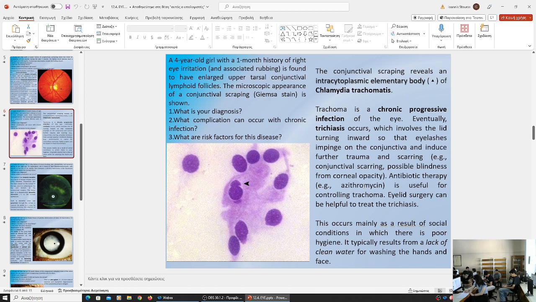So there is damage to the cornea because of friction, because it turns inward? Yes, it goes inward. The eyelid here turns in. Okay. And anything else? Yes, please.